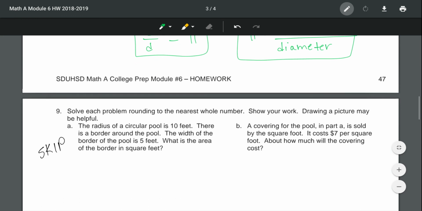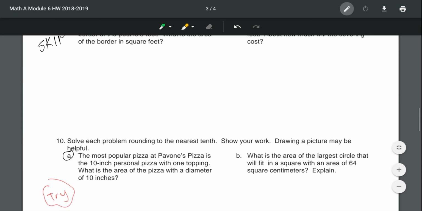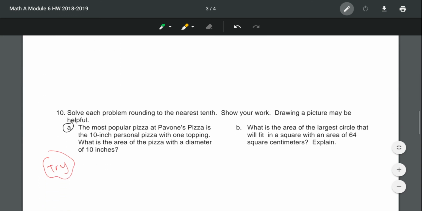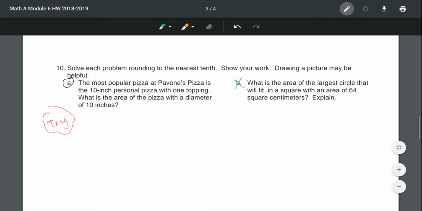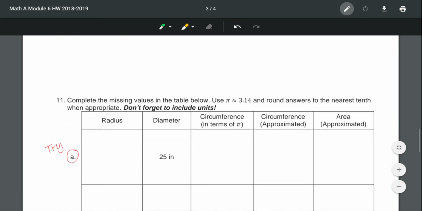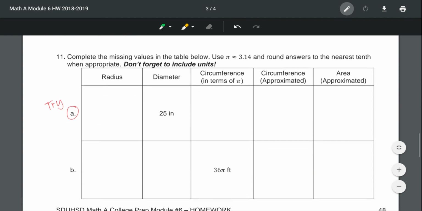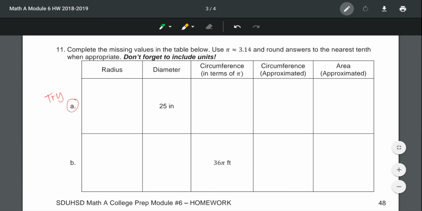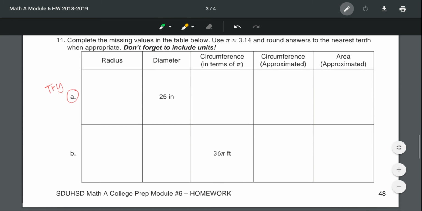So you can skip example number 9. I want you to try example 10A. You can skip B. So just try example 10A. Okay, I also want you to try example 11A. So find the radius, the circumference in terms of pi, the approximate circumference, and the area. I'm going to go over 11B.